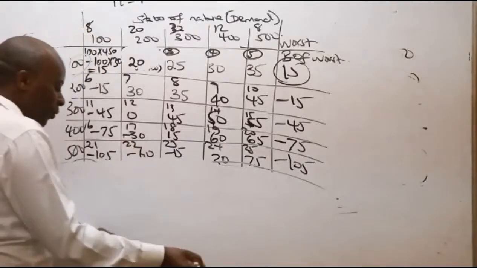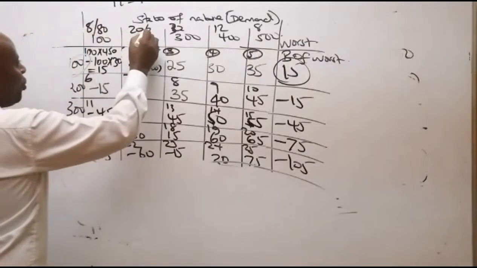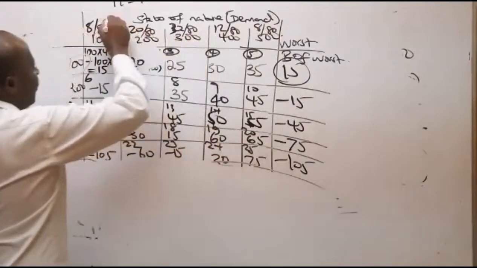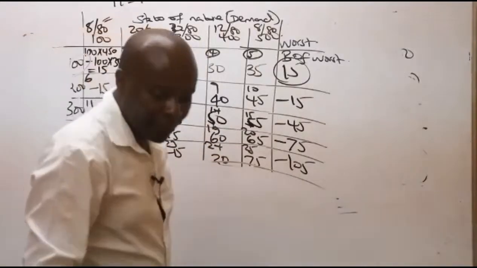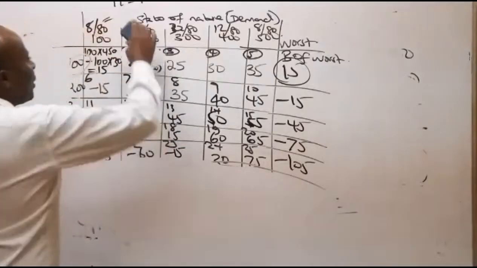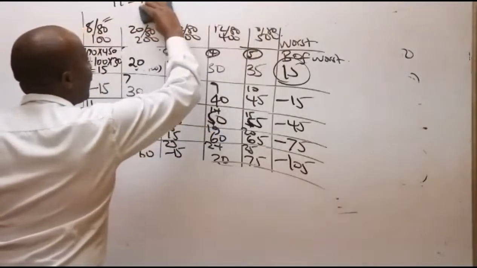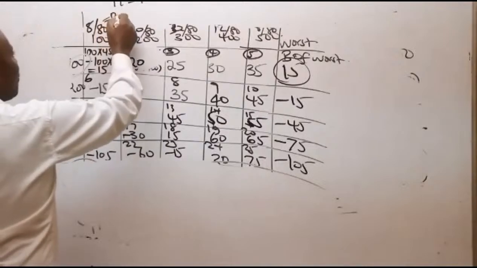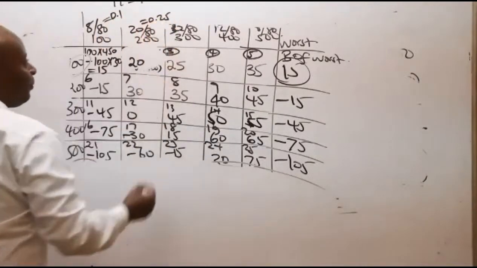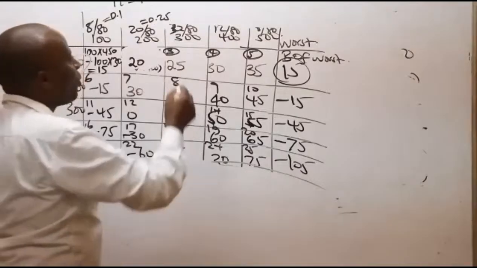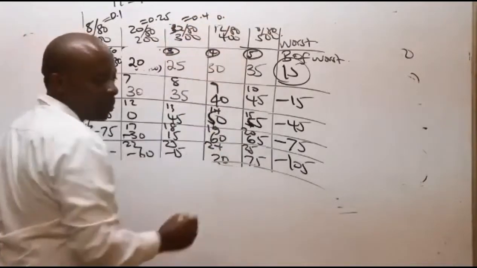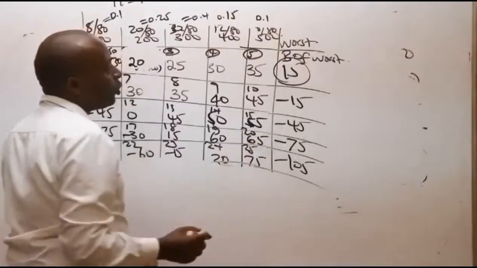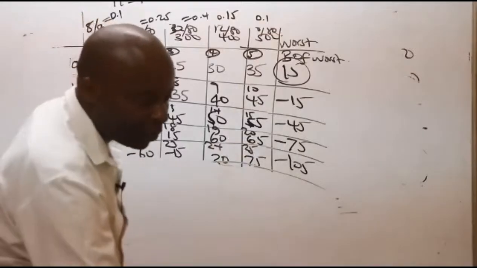So then I'll come and talk of 8 over 80, 20 over 80, 32 over 80, 12 over 80, 8 over 80. So please give us figures here. Thank you very much. So 8 over 80 gives us 0.1. This gives us 0.25. Then 0.4. Then 0.15. Then lastly, 0.1.